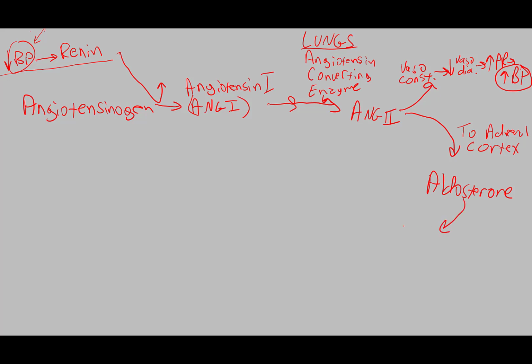And what does aldosterone do? It increases sodium reabsorption. Aldosterone increases sodium reabsorption. All right, so now let's backtrack. This same drop in blood pressure that caused the kidneys to release renin also tells the posterior pituitary gland to increase the release of ADH. And ADH increases what? Aquaporins?